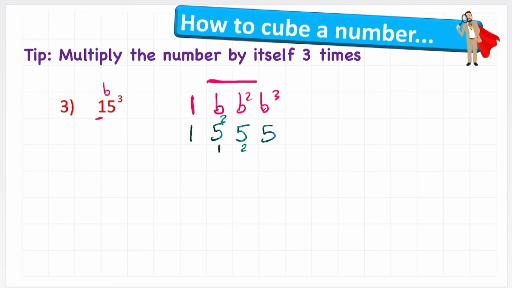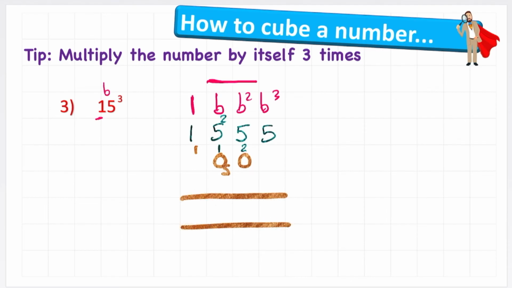Double b is double 5, which is going to be 10, so I'm going to put 1 in this column and a 0 in this column to show 10. Double b squared is double 25, so that's 50. So now I'm going to put a 5 in this column and a 0 in this column. So it's starting to get a little messy, but not out of control yet. Okay, now I'm simply going to add it up.